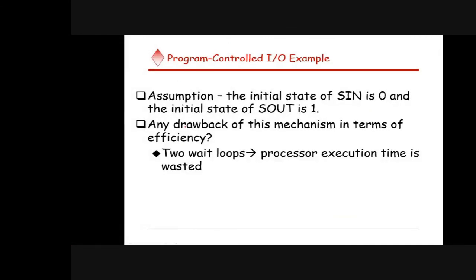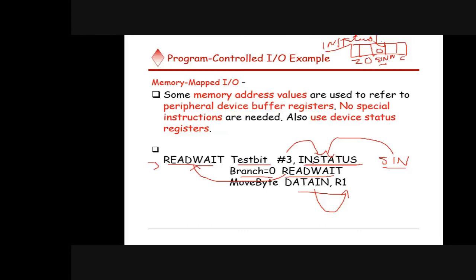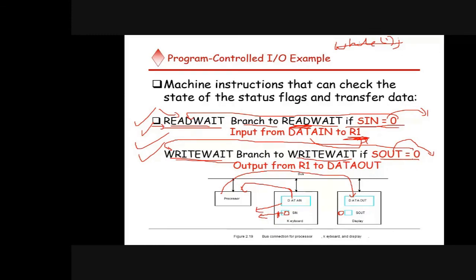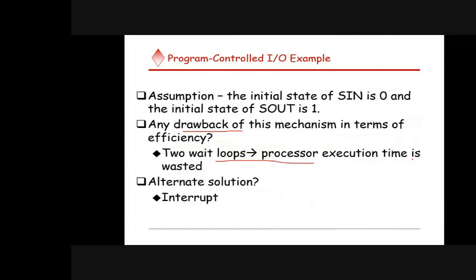So here you can see the drawback of this. Again and again the processor should check; you can see two continuous looping structures we were using. Here you have a wait until SIN is set to 1, you should wait. That is one wait in the reading process. Similarly, in the writing process also, the processor should wait until SOUT is equal to 1. So two waiting loops will be present inside the current scheme.